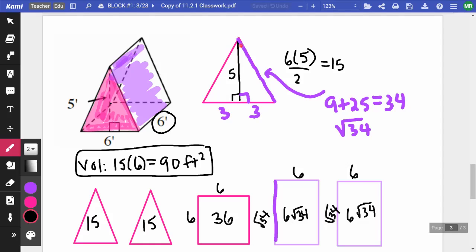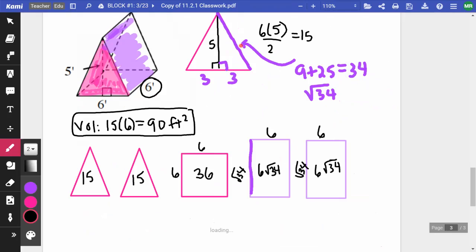So when I'm going to do my surface area, I'm going to add up all 5 of these shapes. So I'm basically going to have 15 plus 15, 30 plus the 36. So that's going to be 66. And then my 6 root 34 and my 6 root 34 is going to give me a 24 root 34. So this is going to be surface area.